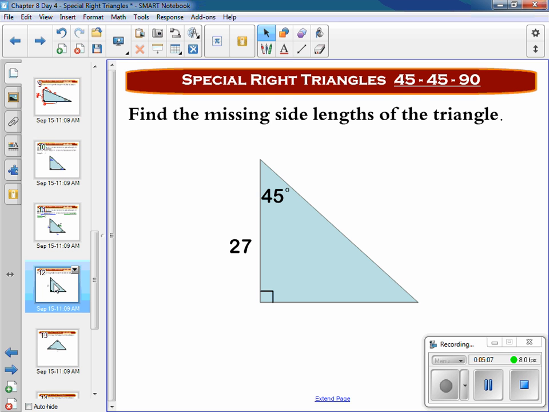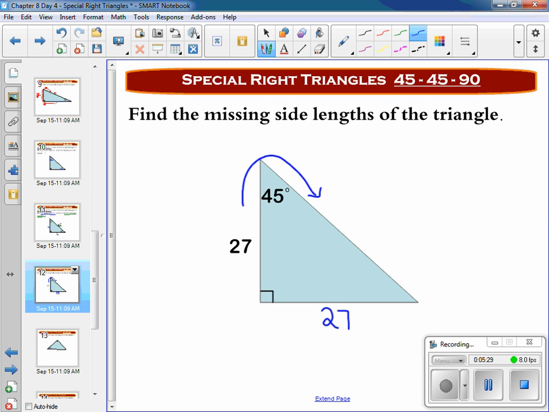So find the missing side lengths of this triangle. This is a 45, 45, 90 triangle. Okay, our 45, 45, 90 triangle. Remember, it's isosceles, so our two legs are going to be the same. So if one of them is 27, the other one is also 27. And then to get from your leg to your hypotenuse, we multiply by the square root of 2. So you get 27 times the square root of 2.